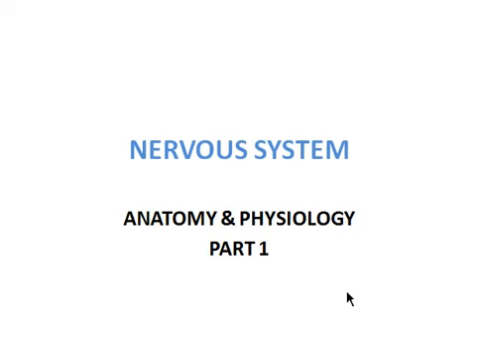Hi, here we will discuss nervous system, anatomy and physiology. Normally, anatomy and physiology is a vast topic, and most of the students feel the nervous system is a complicated topic. But if you study the nervous system in a systematic manner, you can feel that it is an easy part. So here we are going to discuss the nervous system in three parts. This is the first part, nervous system, anatomy and physiology, first part.